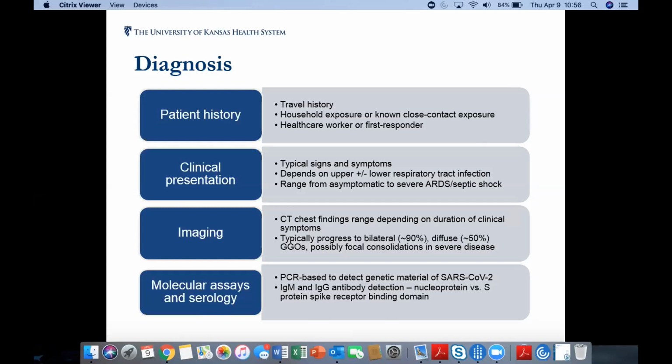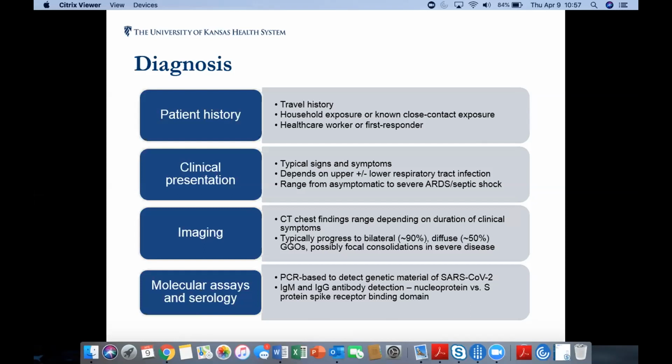Take into account your clinical presentation. Do they have the typical signs and symptoms of COVID-19? It also depends on whether they have upper or lower respiratory tract infection. And again, your symptoms can range from someone completely asymptomatic to fulminant symptoms: ARDS, septic shock, multi-organ failure.